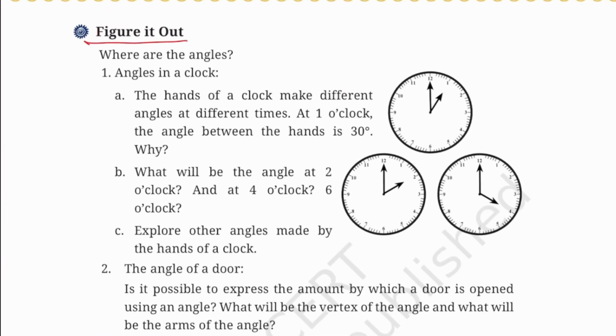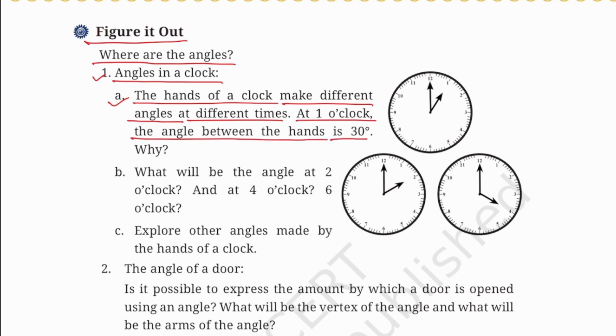Figure it out. Where are the angles? 1. Angles in a clock. A. The hands of a clock make different angles at different times. At 1 o'clock, the angle between the hands is 30 degree. Why? You can see a clock here. In a clock, the whole circle is divided into 12 parts. That means 360 divided by 12 will give you 30 degree.